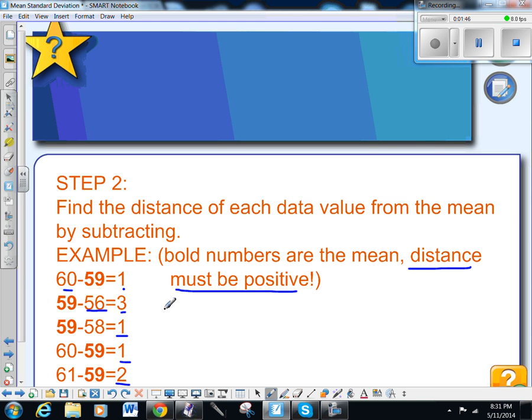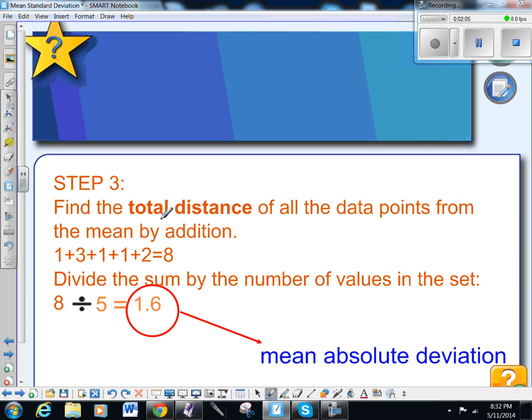So the first thing I did was I added all the numbers up, divided them by 5 because that's how many numbers there were. Second thing I did was I subtracted each of the original numbers, the 60, the 56, the 58, the 60, and the 61, from the 59, which was the mean of the data set. Then you average those numbers that you got, those differences. So 1, 3, 1, 1, and 2 make 8. Divide by how many numbers I had. 8 divided by 5, that's 1.6. And that is the mean absolute deviation, or MAD, of the data set.